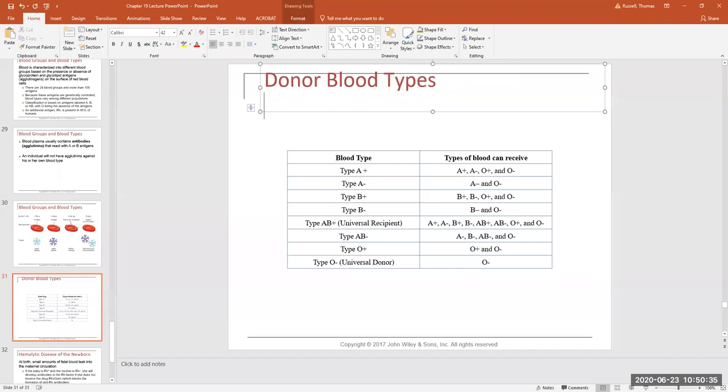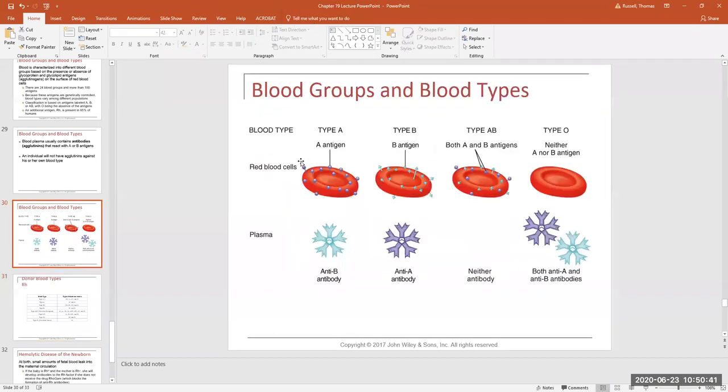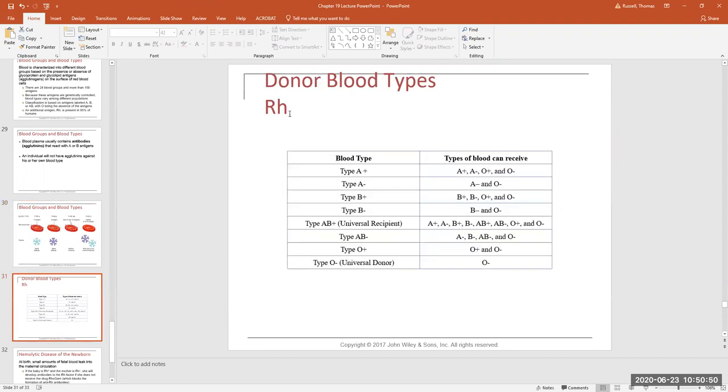All right, so I'll just do it right here. There's a factor called the Rh factor. The Rh factor is just another antigen on the surface of the blood. About 80 to 85% of the population have the Rh factor. If a blood type has the Rh factor on it, it's called a positive blood type.